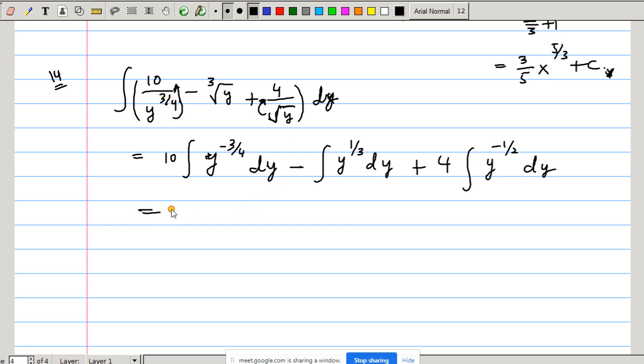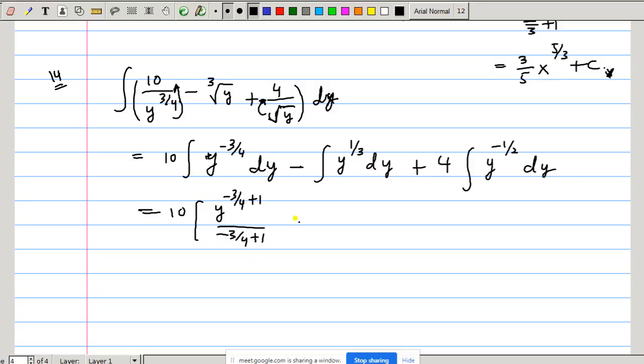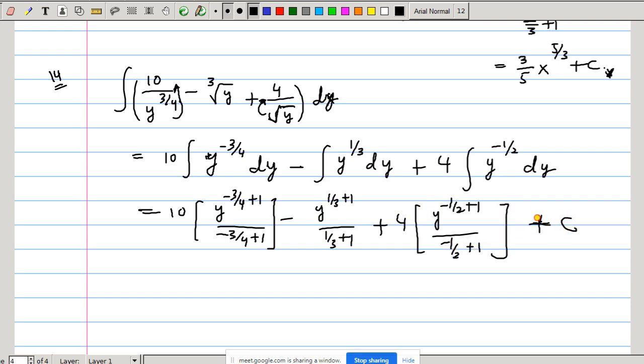Now we will use all the power rules. 10 times y to the power minus 3 by 4 plus 1 over minus 3 by 4 plus 1, minus y to the power 1 by 3 plus 1 over 1 by 3 plus 1, plus 4 times y to the power minus half plus 1 over minus half plus 1. And at the end just write one c. Just one c is enough at the end.